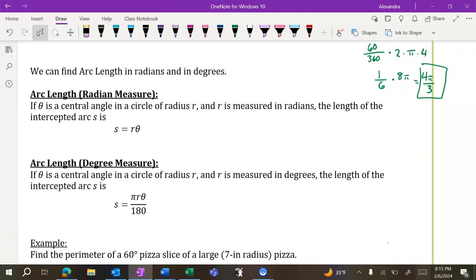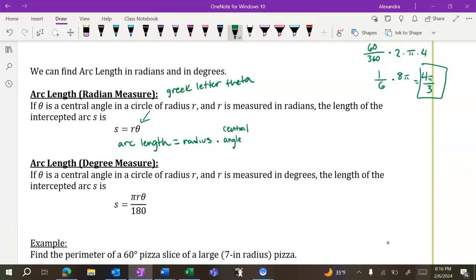So here, if I'm looking for arc length in radians, I see here that it just has S equals r theta. Theta is the Greek letter theta. It's just another variable. All it means is it's representing the angle. So this equation here is telling me that the arc length is going to be our radius times that central angle.